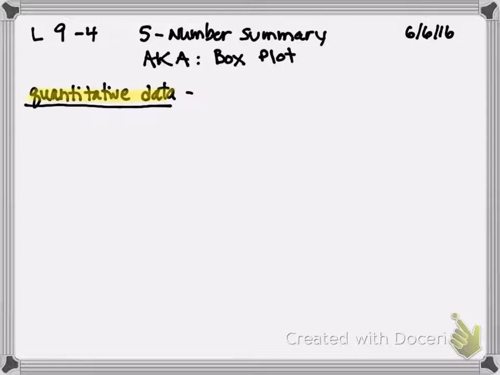Quantitative data is data that can be measured. In other words, you can get numbers out of it. If it's only word answers, then you can't really measure that, and you can't do these sorts of statistics: mean, median, mode, range, other things like standard deviation. You can't do any of those unless you can get numbers out of it.